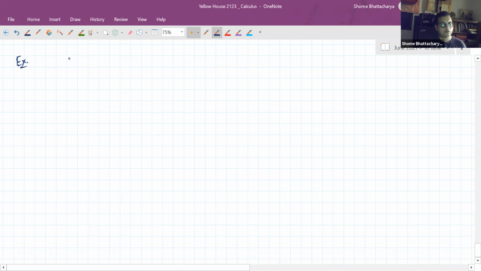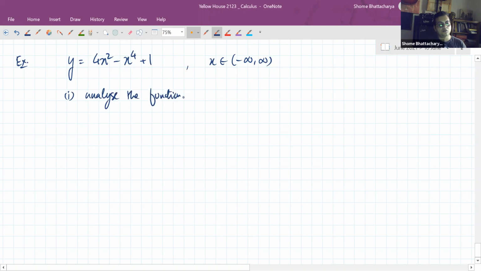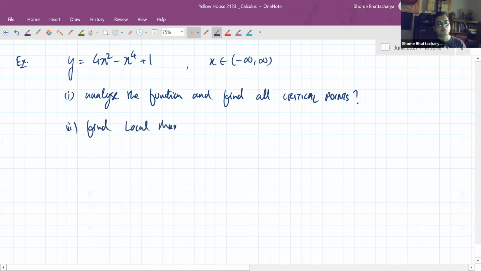So we have the function, x belonging to all real numbers. So first of all, analyze the function and find all critical points. Then find the local maximas and minimas. And then also analyze the range of the function. So just try this out, people.